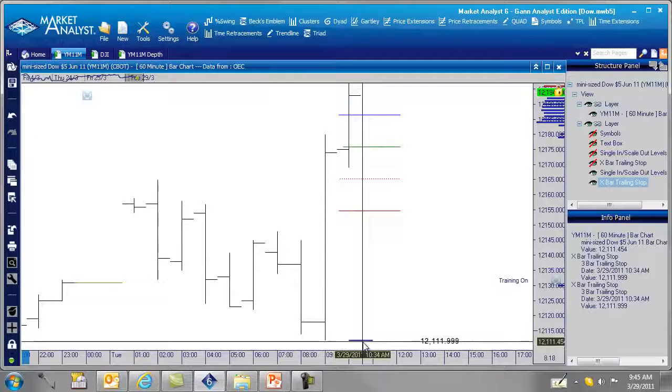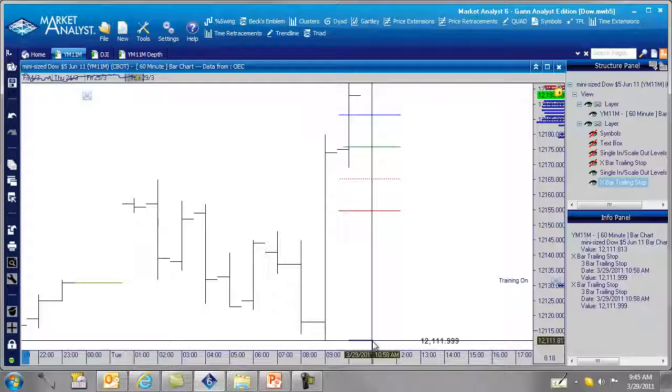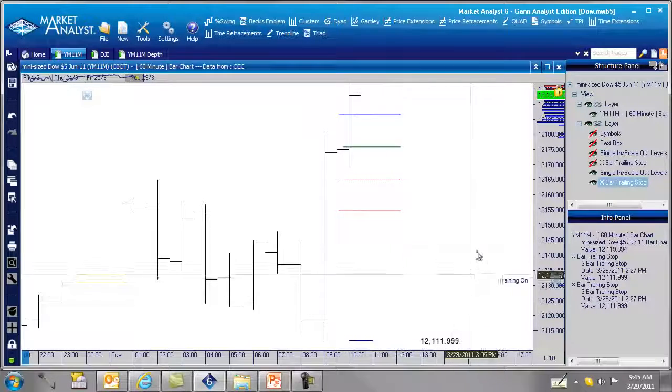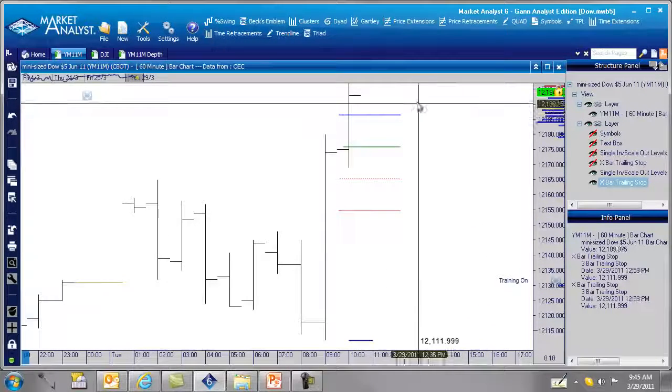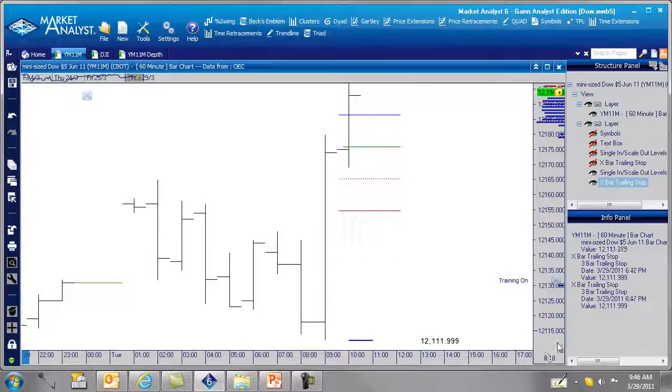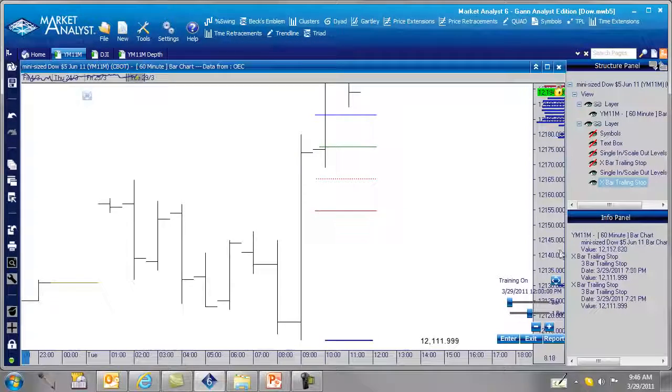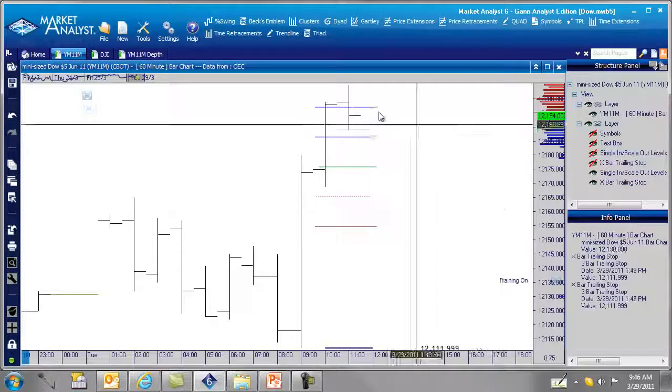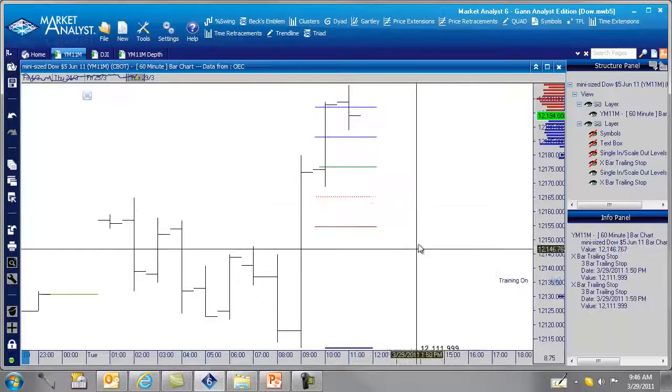Basically, this stop is using the lowest of 3 bars, so we got 1, 2, 3 bars. There's the lowest low right there. So the stop is really quite far away. Now remember, with this strategy, might as well add the rest of the bars. This is a live chart right now. Okay, so that's where we're at right now.